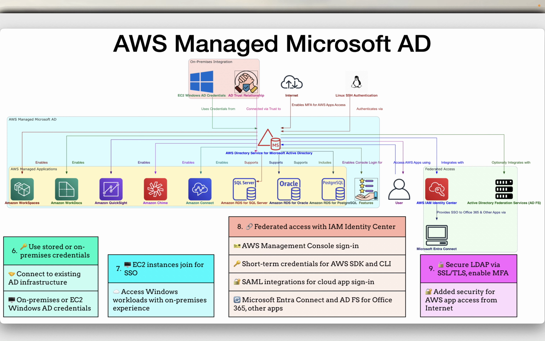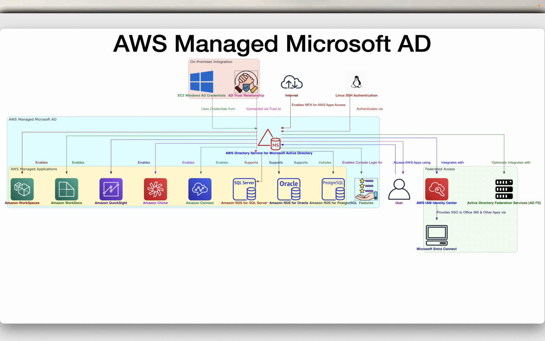The service includes features to extend your schema, manage password policies, enable secure LDAP via SSL, TLS, and enable MFA for added security when accessing AWS apps from the internet. So we'll see the eighth, ADFS for Office 365 and other apps, in the later use cases. I'll be covering that in the next few slides.